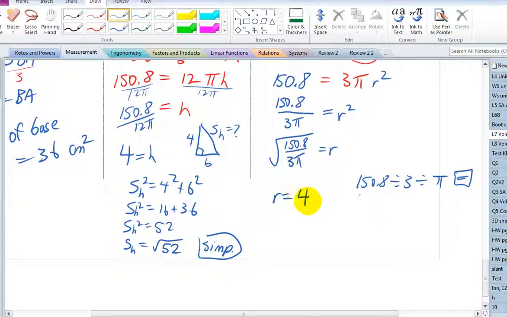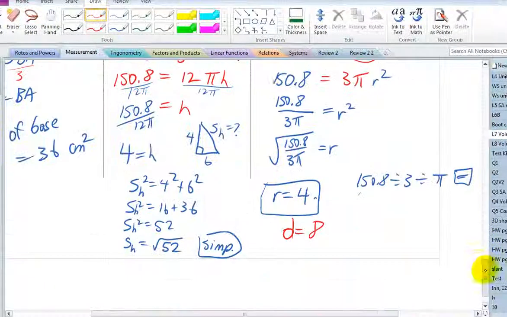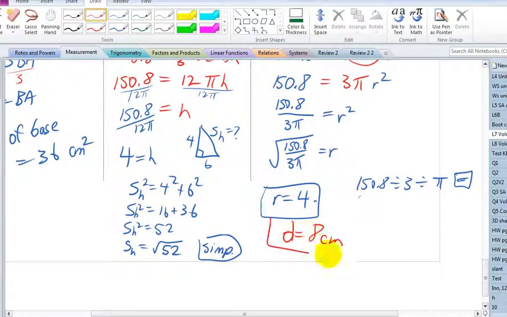R equals 4. Good. Why is that not your final answer, though? That's right. So then the diameter equals 8. And that's going to be in what units? Centimeters. Okay. That was a real quick version. Again, you can watch it 2, 3, 4 minutes.